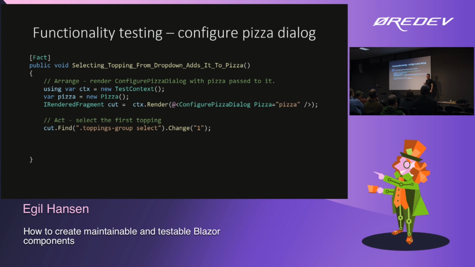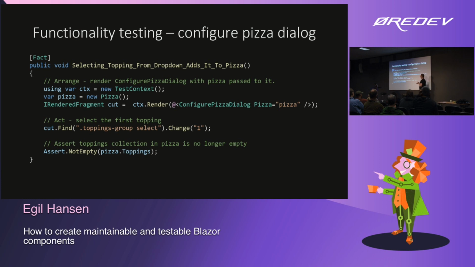And once we've done that, our task is to find the drop down we saw before and select just any element in there. We're just going to pick the first one. And once we've done that, our assertion can be that now the pizza's toppings collection should no longer be empty, right? So there are many ways to go about it.